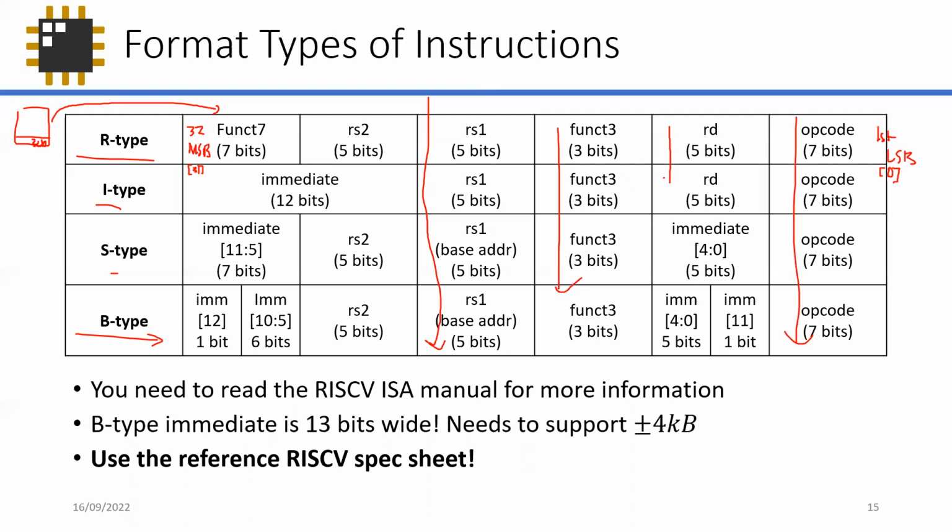For destination types, R type and I type are pretty much the same. Also, for store type, you have the source 2 for R type and S type. And for immediates, it's almost the same, but the only downside for RISC instructions is that the immediates part is a bit hairy. It's a bit messy. All right, so you need to read the ISA manual for more information.